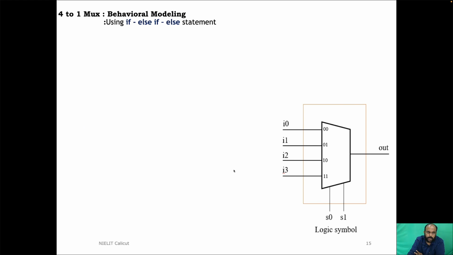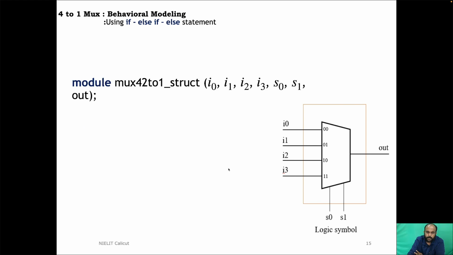Now let us see the behavioral part of it. In behavioral modeling, we are trying to write it using if else statement. If there are multi-way branching, if else may not be sufficient. So the usage is if else if else. I'll show you what exactly it means.